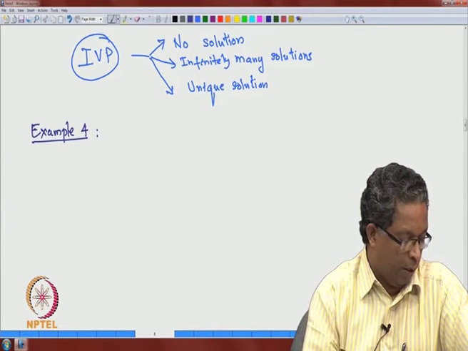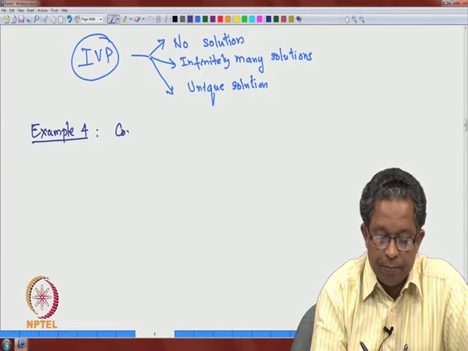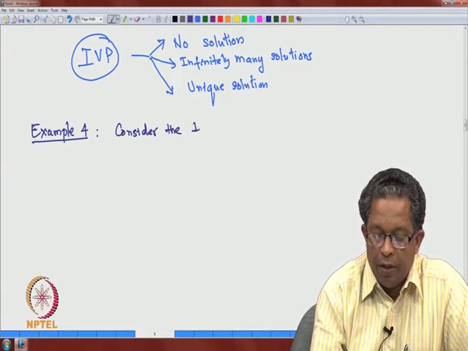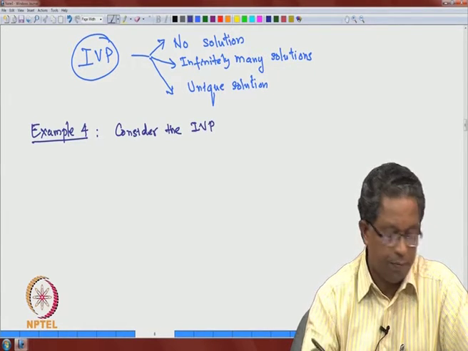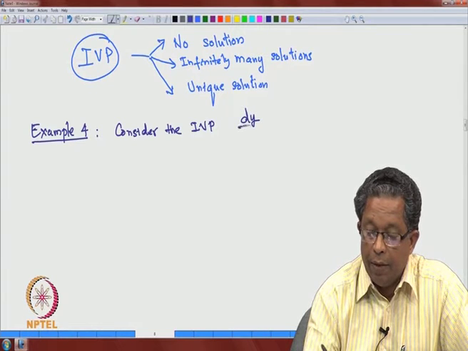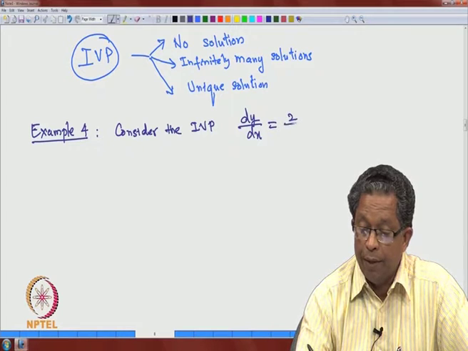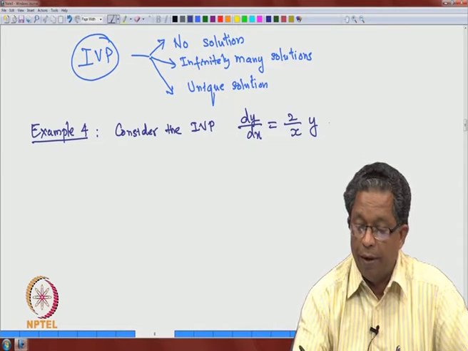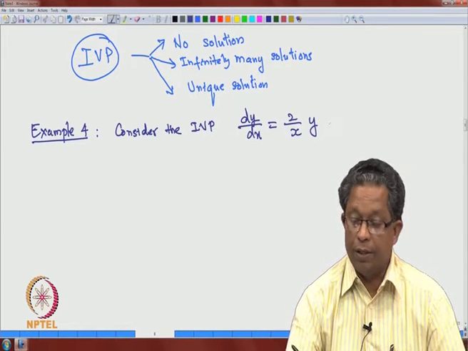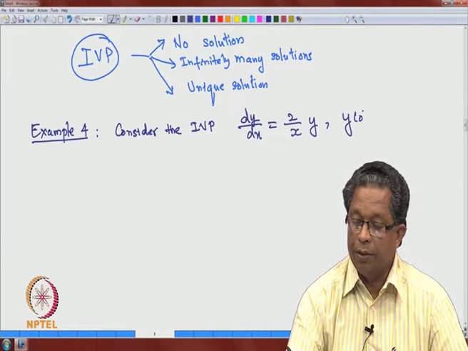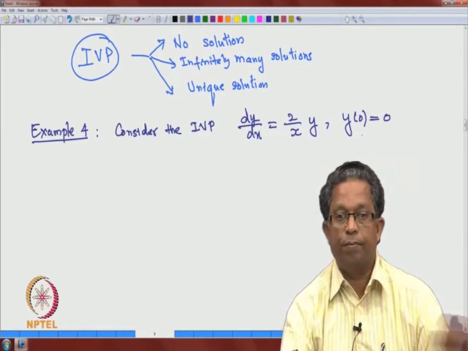So, example 4, just to get a feel of existence and non-existence of solutions, we take a few more examples. Consider the initial value problem, say dy by dx is equal to 2 by x times y, with an initial condition y at 0 is 0.